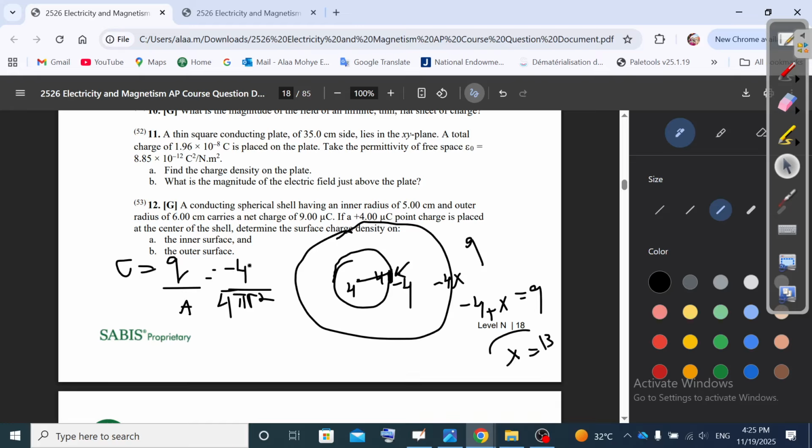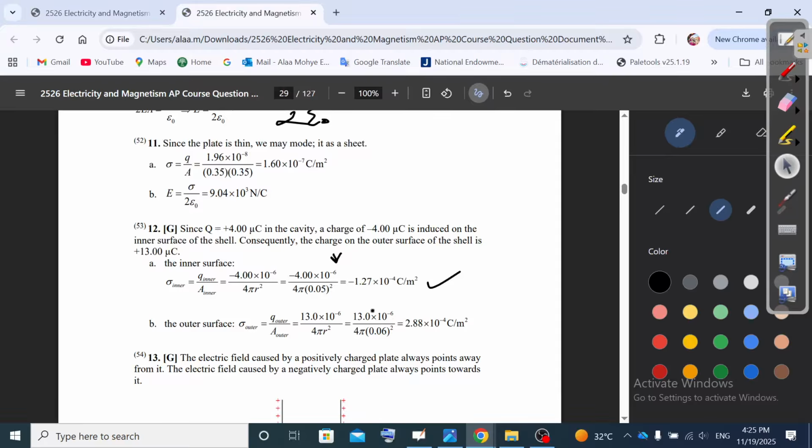Okay, so instead of that 4 minus 4, you just put 13, and the r squared, because it's the bigger radius, this is the bigger radius, just put the 0.06 squared. That's it. Simple problem. Okay.